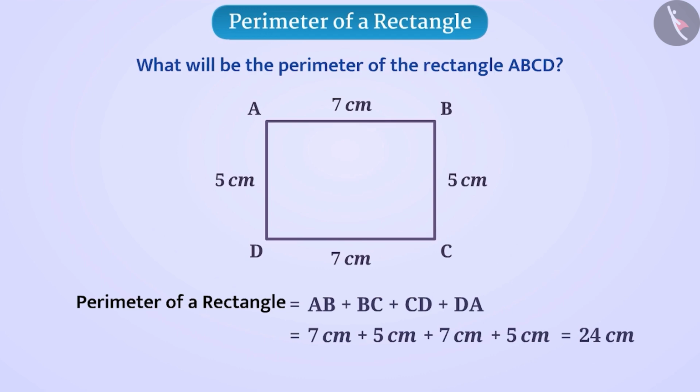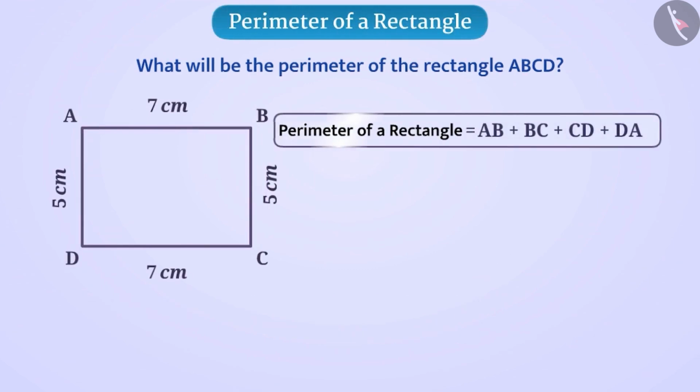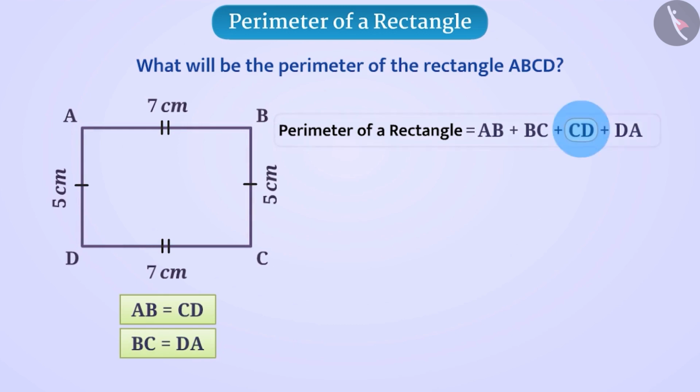Now let's learn another interesting method to find the perimeter. We know that the perimeter of the rectangle is equal to AB plus BC plus CD plus DA. Since the opposite sides in a rectangle are equal, that is, AB is equal to CD and BC is equal to DA, in the place of CD and DA, we can use AB and BC respectively.